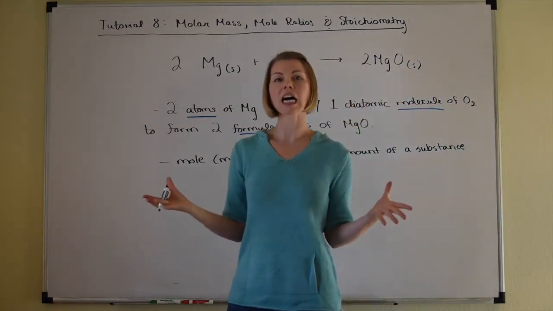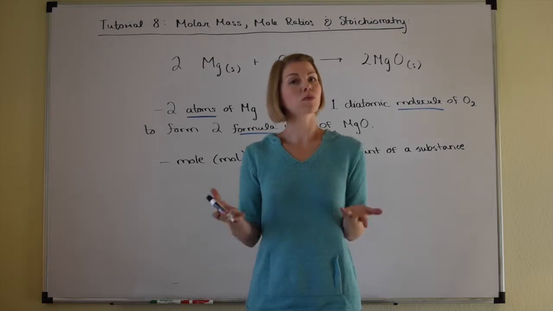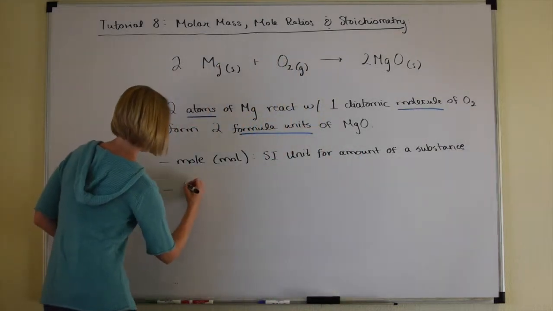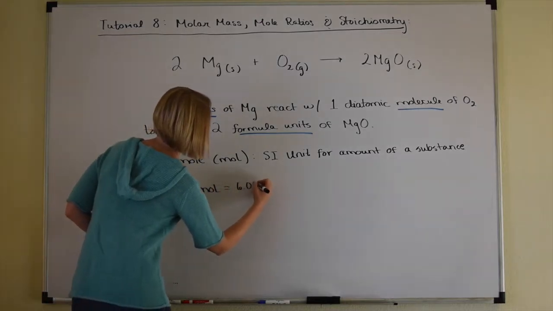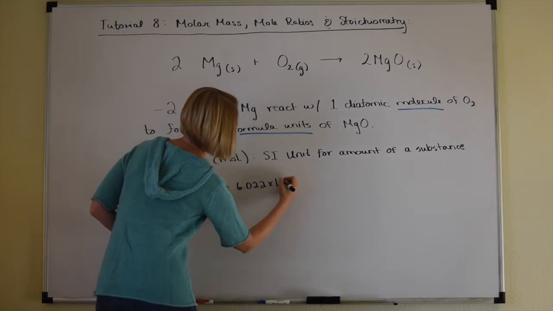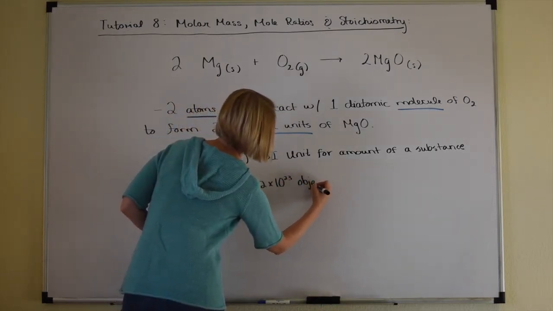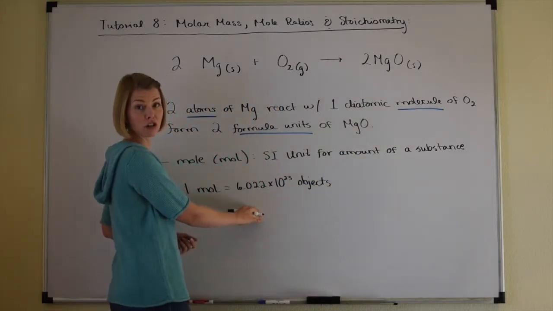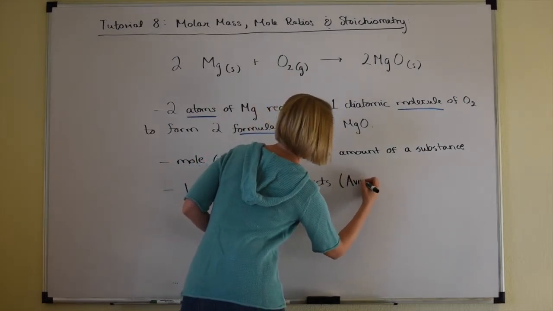And just like a dozen represents a number, a mole represents a number as well. 1 mole is equal to 6.022 times 10 to the 23rd objects. And this number is known as Avogadro's number for the scientist who discovered this.